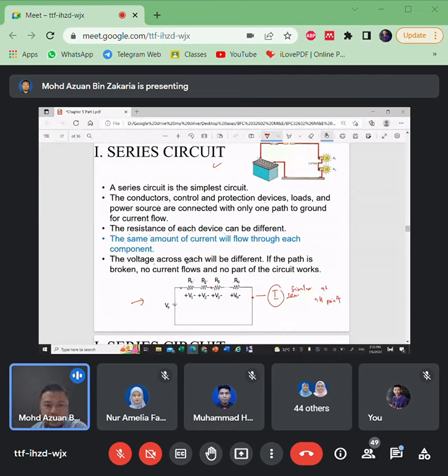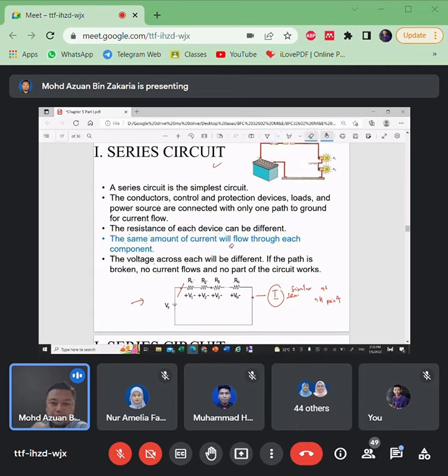The voltage across each will be different. If the path is broken, no current flows and no part of the circuit works. So of course, the disadvantage of series is that if the circuit is broken, no equipment will be working, when the circuit fails, right?